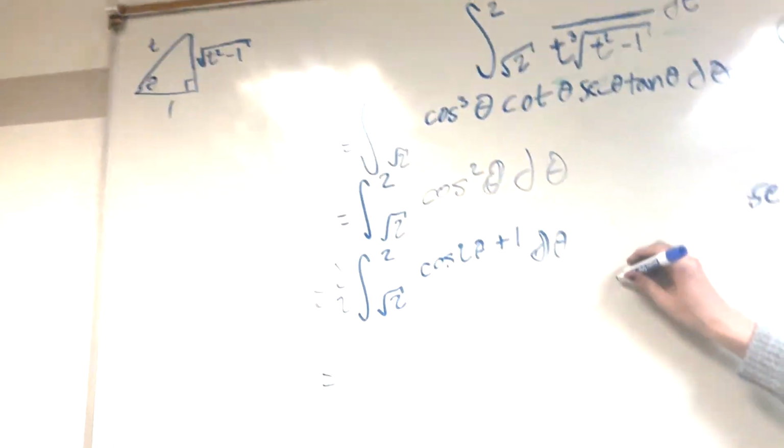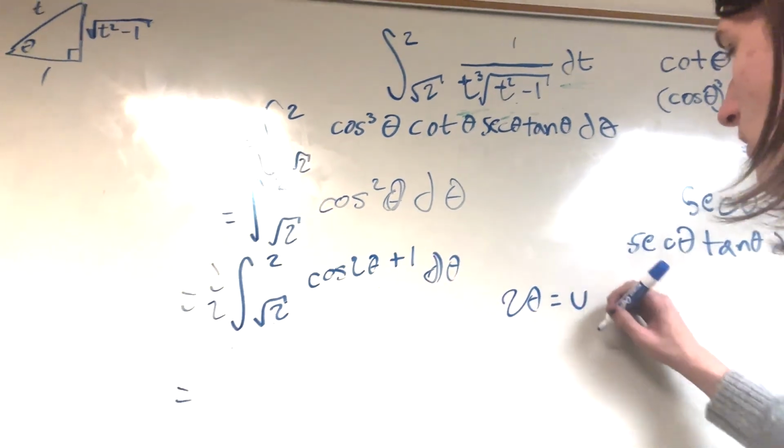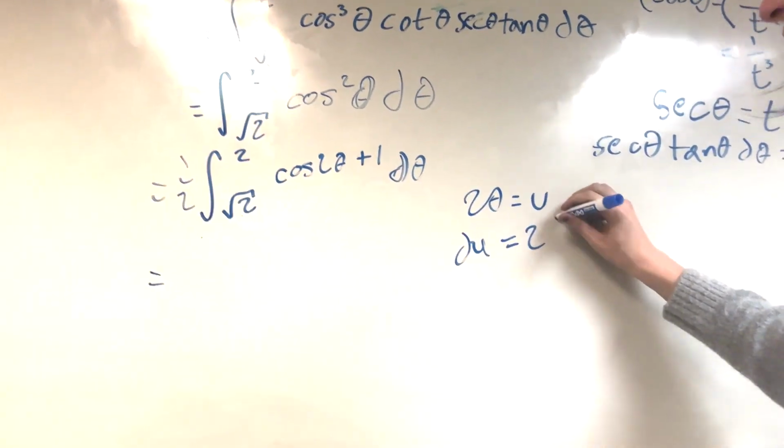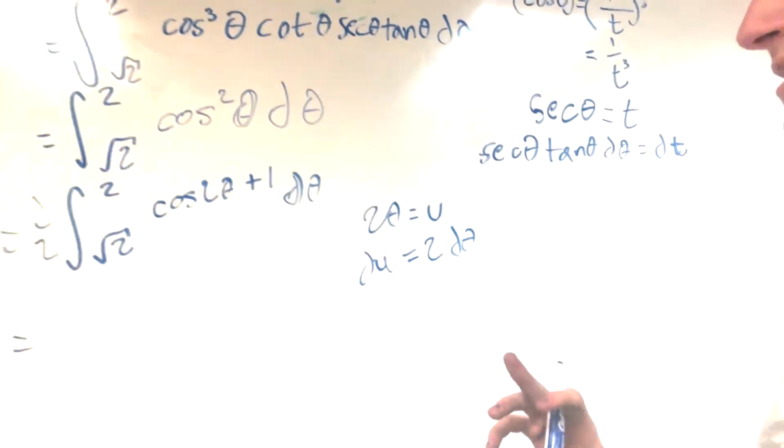Anyway, we're going to set 2 theta equal to u, and that ends up also being du to d theta. Basic u sub here.